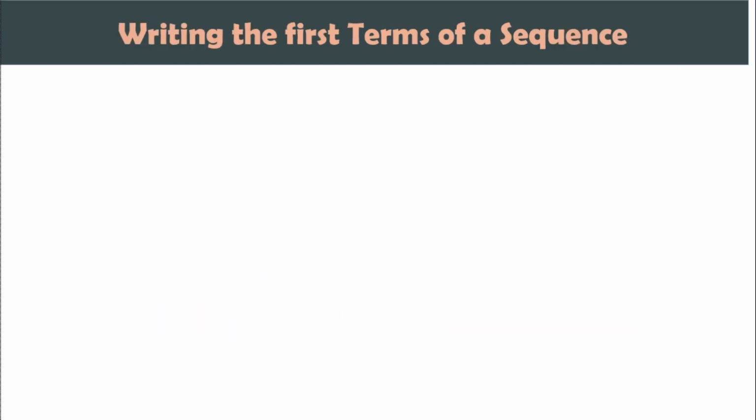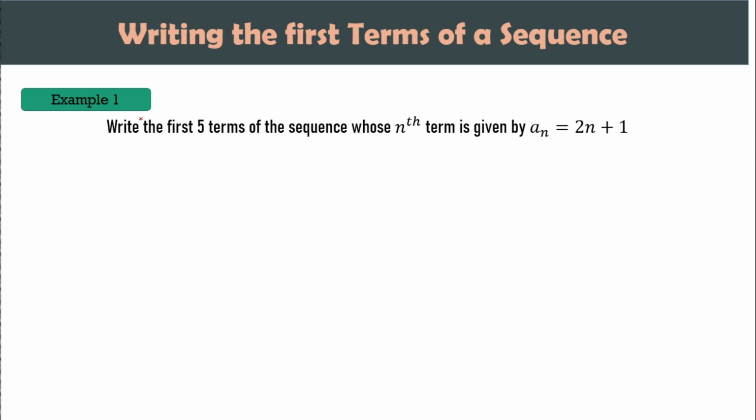Writing the first terms of a sequence. This is the particular topic that I told you a while ago, about how we are going to find the term number or the term. Example: write the first 5 terms of the sequence whose nth term is given by a sub n equals 2n plus 1. The n here can be any number, and it's given by the formula. So this is the formula of the sequence.